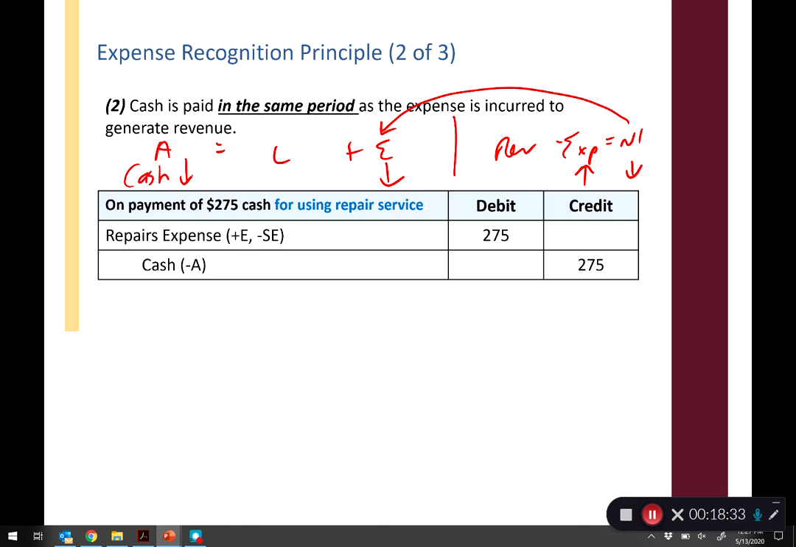So if we pay for repairs at the same time we get the service, then we've incurred a cost. We've used up the expense, so expenses go up. And then our cash goes down at the same time. Debit credit rules tell me expenses go up with debits and assets go down with credits. So that's why my debit and credit looks the way it does.